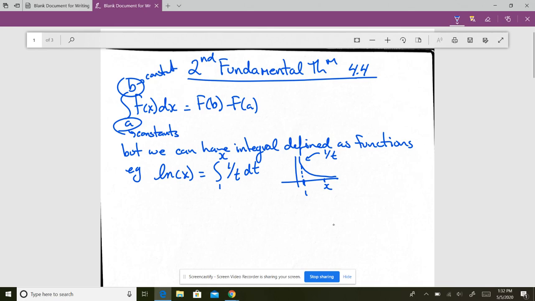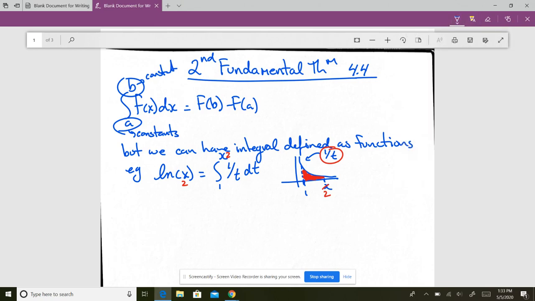But we can also have integrals that are defined as functions. The most common, or famous, example would be the natural log function, which is our next chapter. Chapter 5 is all about logs. So get excited for that. It's defined as the integral from 1 to x of the graph 1 over t dt. In other words, you are looking at the value of this area. So if you say natural log of 2, you put a 2 in there, and it's the area under the graph of 1 over t from 1 to 2. That's what the natural log of 2 represents.